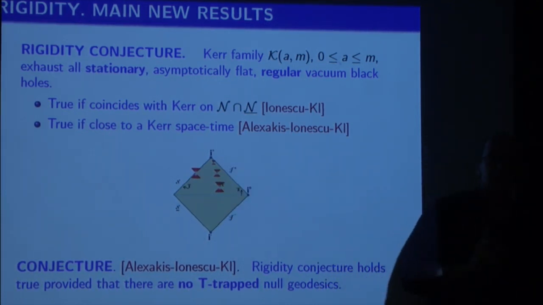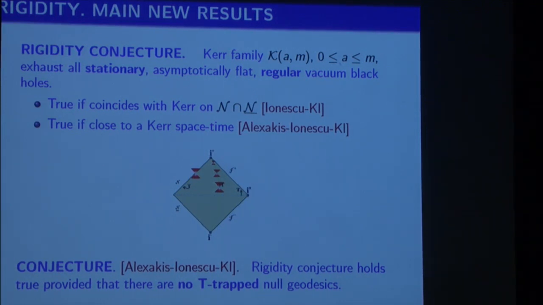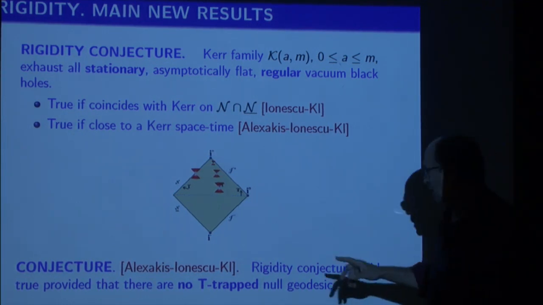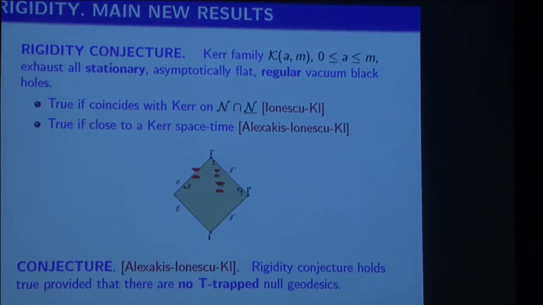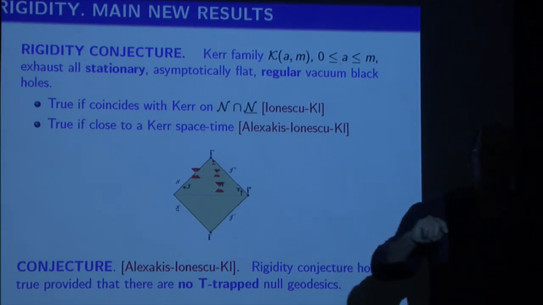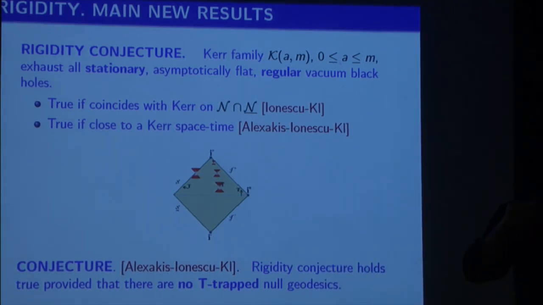are these null geodesics. However, because we are interested in stationary spacetimes, right? So we are trying to solve the Einstein equations in the stationary regime. It's not all trapped null geodesics that are bad. Only the T-trapped null geodesics, which are the null geodesics perpendicular to the vector field T. So only those are relevant in this issue, right? And now the remark, which I'll have on my next slide, is that in Kerr there are no such things. So there are plenty of trapped null geodesics, but no T-trapped null geodesics, right? Okay, so the conjecture says that if you don't have any T-trapped null geodesics, then there is no other obstruction.